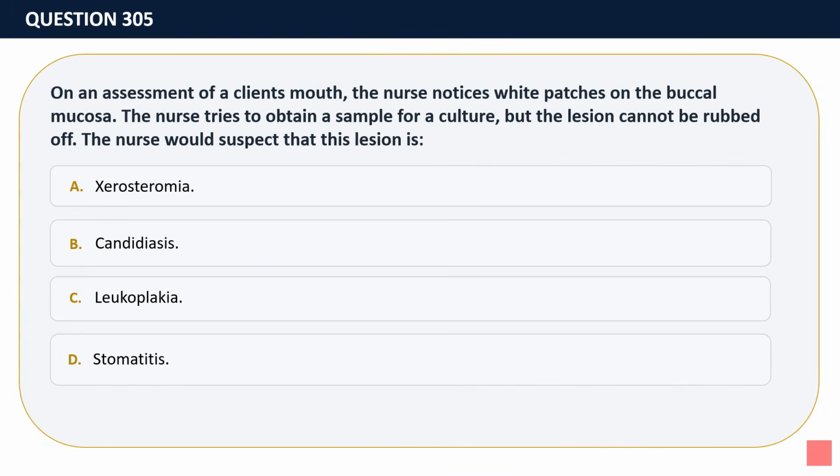Question 305. On an assessment of a client's mouth, the nurse notices white patches on the buccal mucosa. The nurse tries to obtain a sample for a culture, but the lesion cannot be rubbed off. The nurse would suspect that this lesion is: A. Xerostomia. B. Candidiasis. C. Leukoplakia. D. Stomatitis.